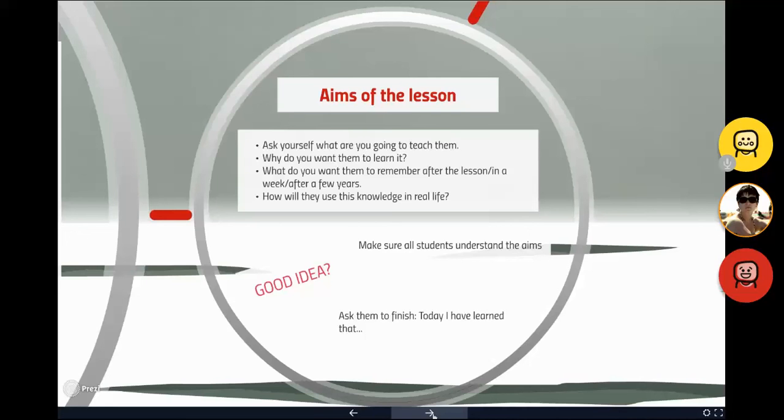At the end of the lesson, you have to make sure, or at the very beginning, depending what topic, what level you are, what stage, you have to make sure whether all students understand the aims of the lesson. After the lesson, you may ask them, can you please finish the sentence? Today, I have learned that. So you will have a quick feedback on what they have actually understood from the lesson.